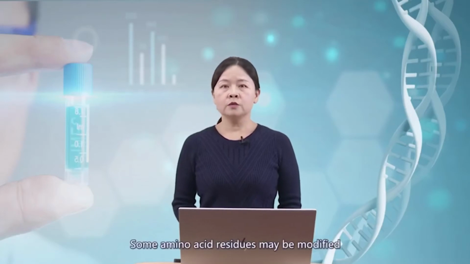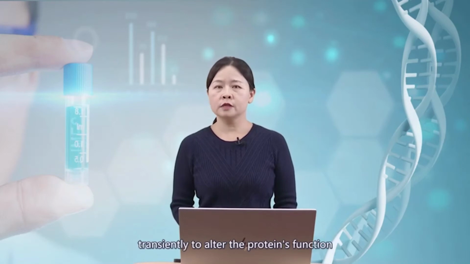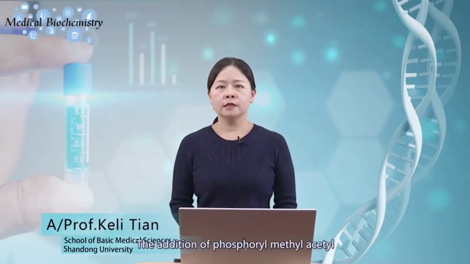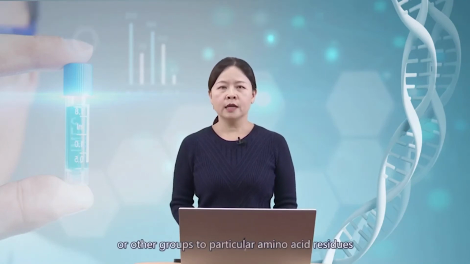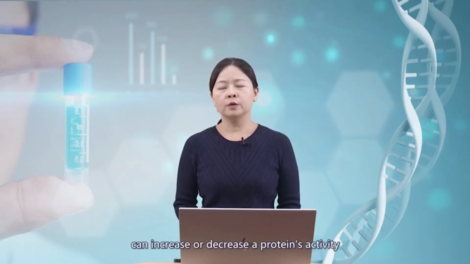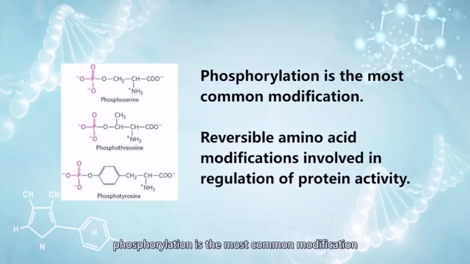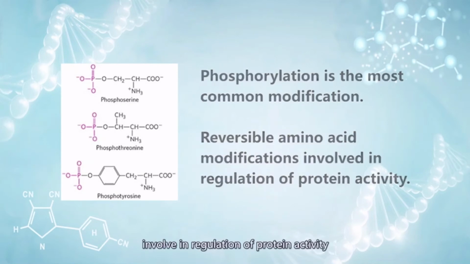Some amino acid residues may be modified transiently to alter the protein's function. The addition of phosphoryl, methyl, acetyl, or other groups to particular amino acid residues can increase or decrease a protein's activity. Among them, phosphorylation is the most common modification. These reversible amino acid modifications are involved in regulation of protein activity.